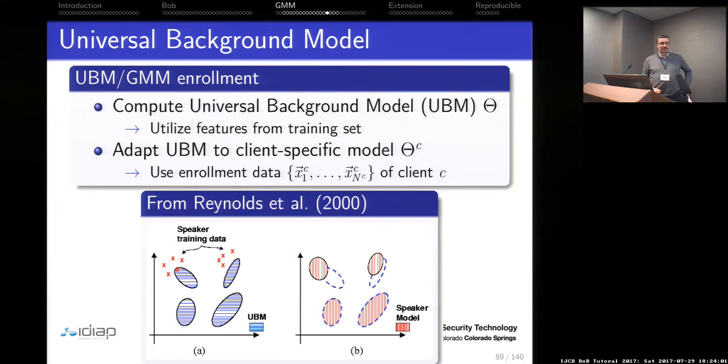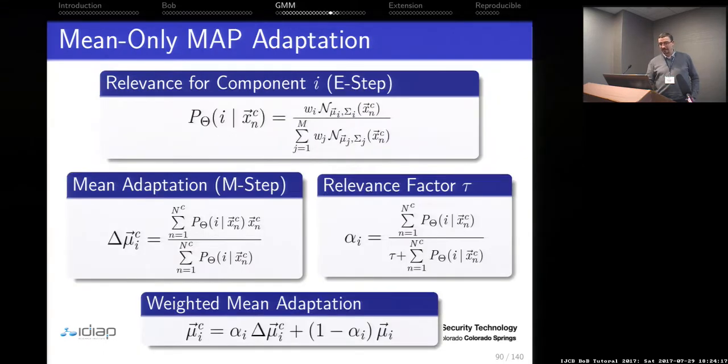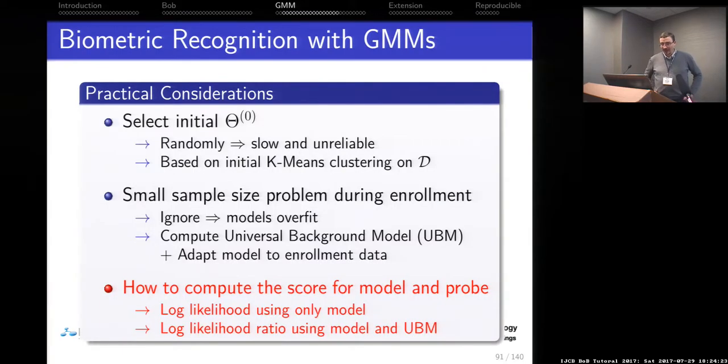This is basically a graph from Reynolds et al., produced in 2000, and this is on speaker recognition data. As I said, most of the GMM algorithms are used in speaker recognition. And I think I'm going to skip this.